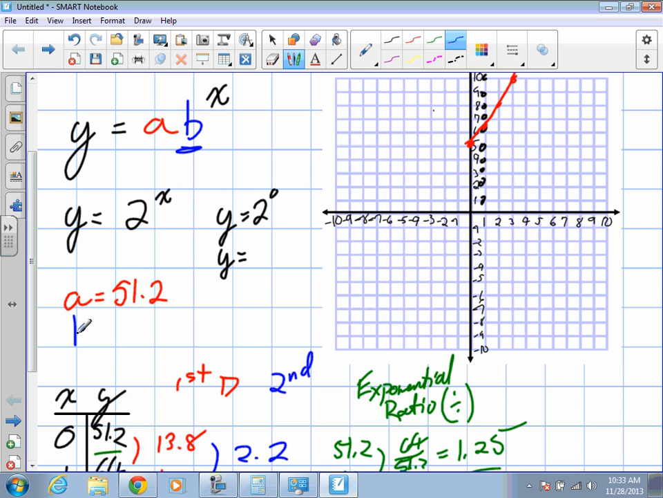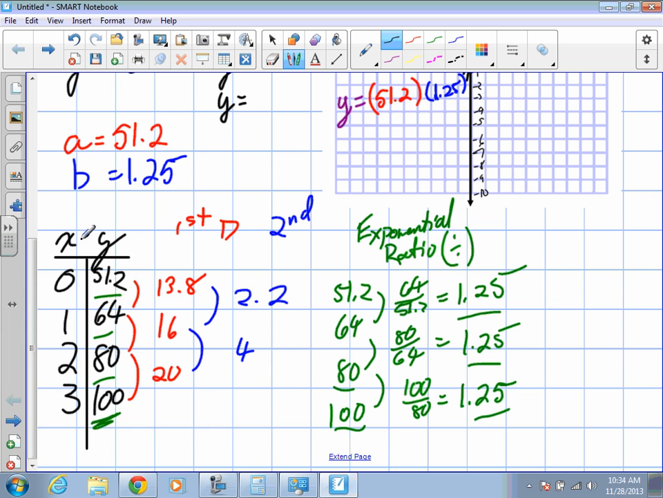So if I were to build an exponential equation for this over here, we would say that y is equal to our a value, which is 51.2, multiplied by our b value, which is 1.25 to the power of x. Okay? I know we don't really have to build too much in this course. You might only have one small question for it, but it's relatively simple once we've done the ratios. As long as we can figure out what the y-intercept is, that's our a value, and our ratio is our b value, it becomes very simple to build an exponential equation.